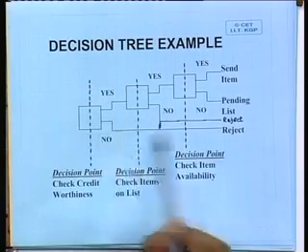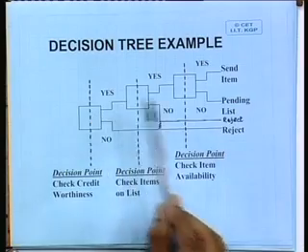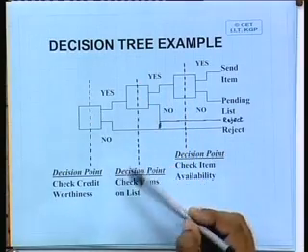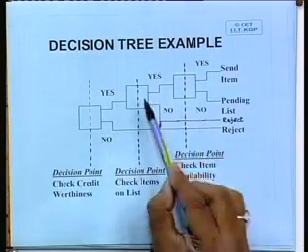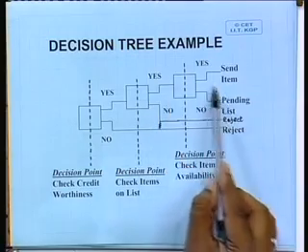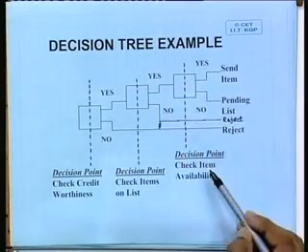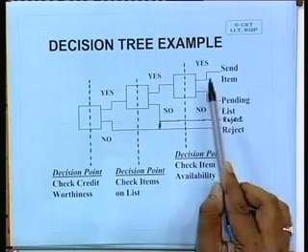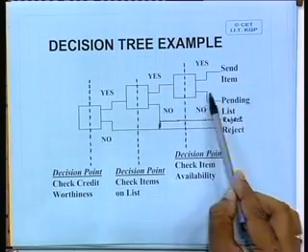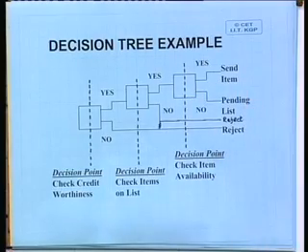yes or no. If it is no, then you reject. If it is yes, then go to the second decision point, check items on list. If it is yes, then go to the third decision point. If it is no, reject. At the third decision point, check item availability. If it is yes, send item. If it is no, put it on pending list.